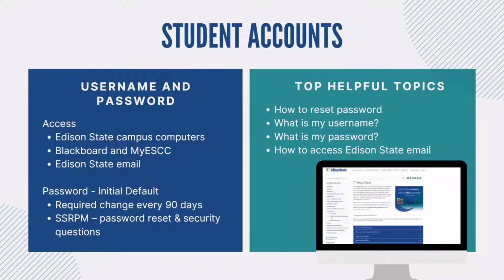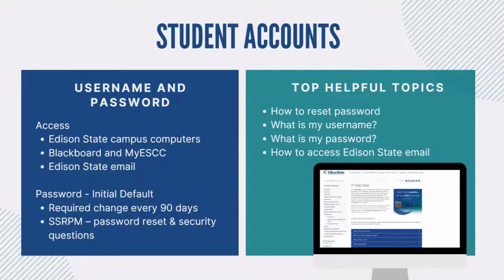Thank you, Dr. Larson. Now let's dive into your student accounts. Your student accounts are your gateway to all of your resources, including Edison State's campus computers, Blackboard, MyESCC, and your Edison State email. It will take approximately 48 to 72 hours after you register for classes for your student accounts to be generated. Initially, you have a default password that is required to be changed every 90 days.